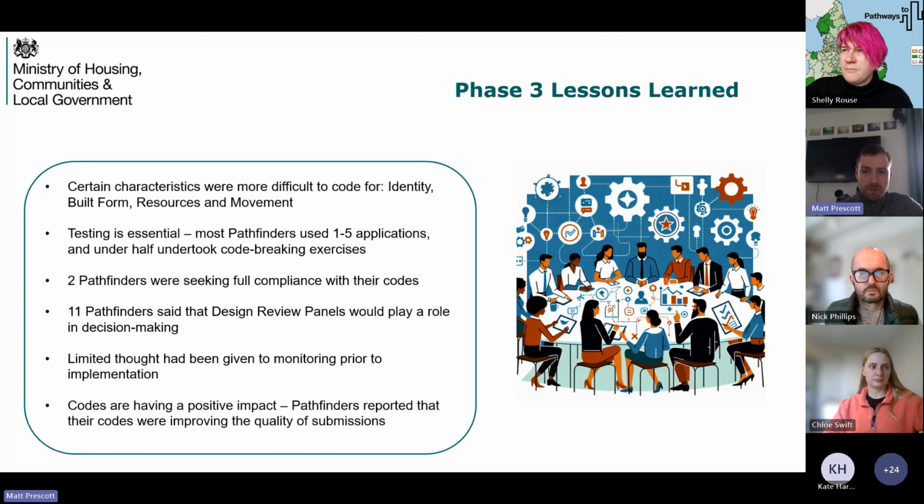But I think one of the most important and positive findings we've taken from phase three is that codes are having a positive impact, and they are providing benefits, with 15 of the 18 surveyed saying that their codes were having a positive impact even before adoption. So pathfinders were saying that their codes were helping to ensure design matters were considered and resolved earlier in the applications process, speeding up decisions in some cases, but overall, generally, they were improving the quality of planning applications which came forward.